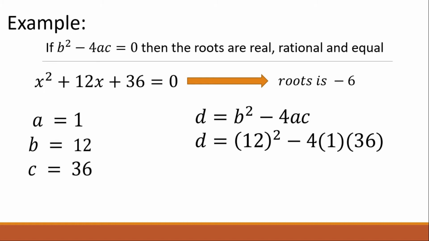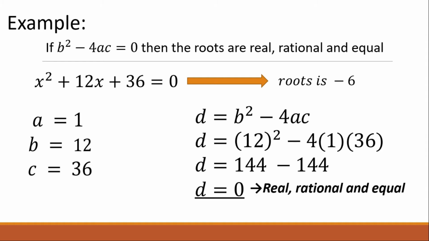Substitute, so we will have d is equal to 12 squared minus 4 times 1 times 36. Okay, simplify, you will have 144 minus 144. Our discriminant is equal to 0. So according to our condition, if nag-equal yan sa 0, ang kanyang nature ng roots are real, rational, and equal. So yan na yun. Another naman tayo.